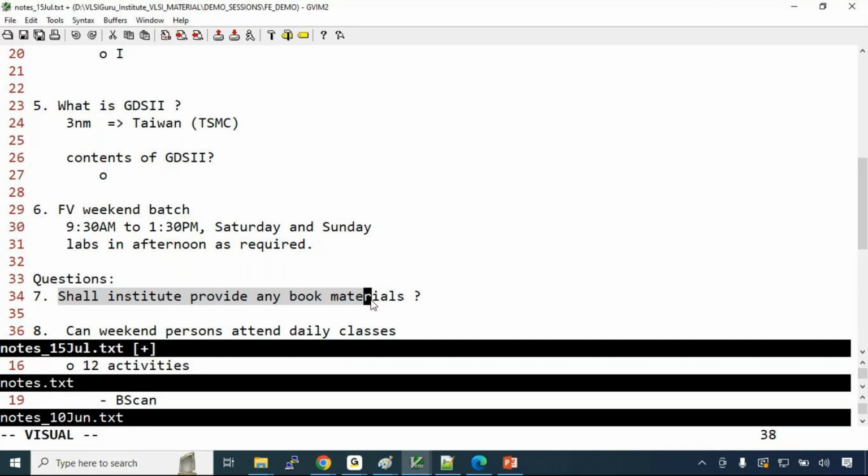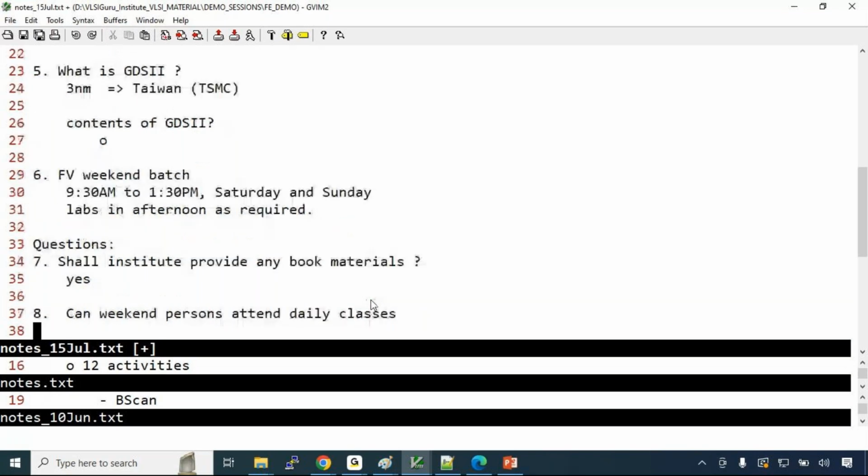Yes, we do provide books for each and every material. Even for online students, we will send the material over post. That policy we have started recently. Till a few months back we didn't have it. Now we started printing, and we have been giving the materials to each and every student in the institute.